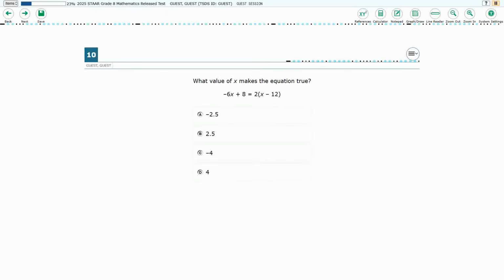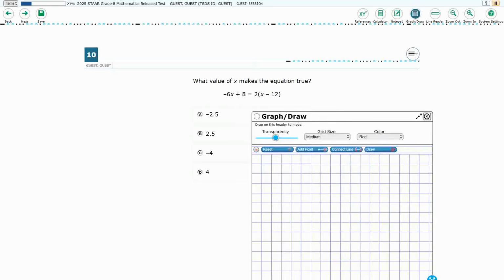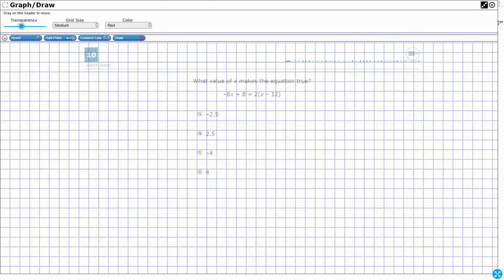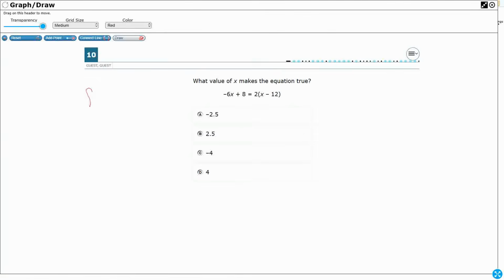For number 10, we are looking at one variable equations. This is 8.8c. And if we wanted to, we could guess and check here. We could take each of all four answers and substitute it in. But let's just solve it as if we didn't have that option. It's good practice for us. So we want to isolate the variables. We want to get x on one side. We want to get our constants on the other.